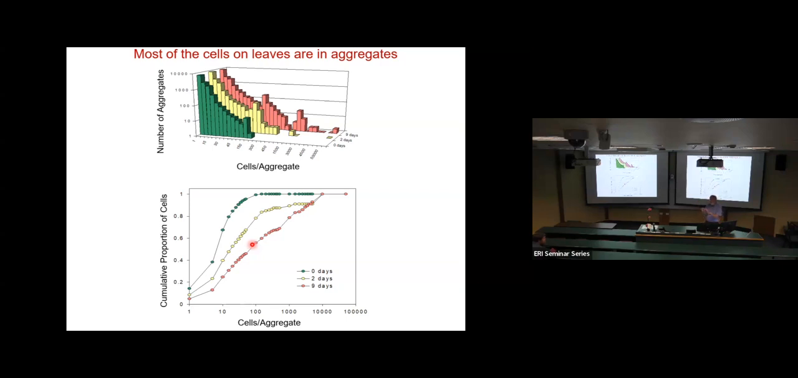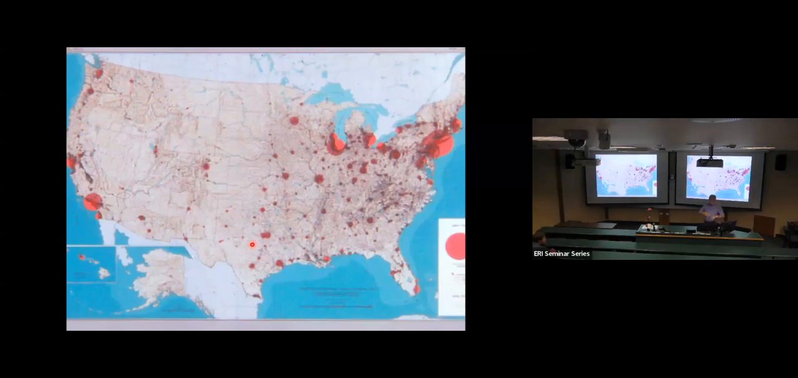And that these individual cells that we see all over the leaf don't add up to very many of the total population. And that reminds me an awful lot of human colonization. Here's a demographic map of the United States. Any country is going to look similar.